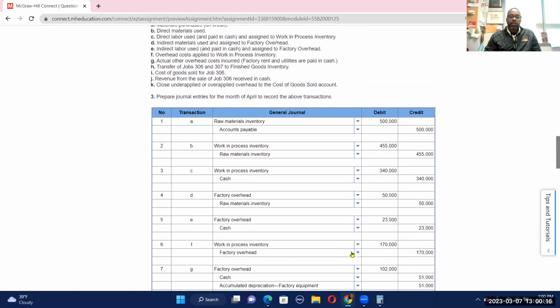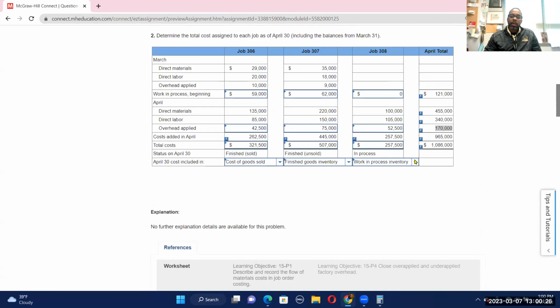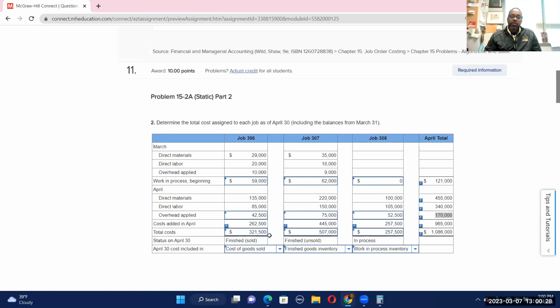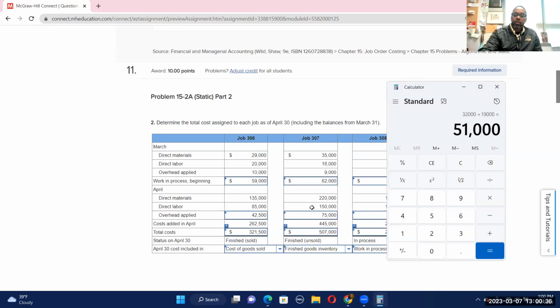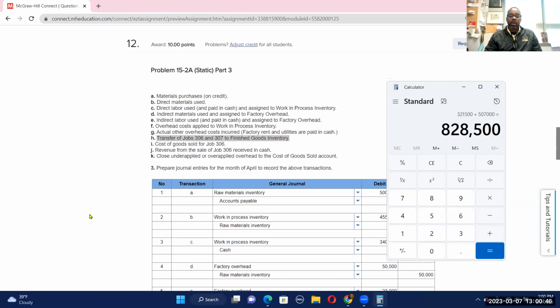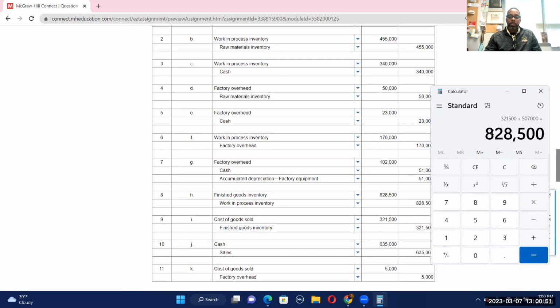What was that? F, G. Where's G? H, they transferred job 306 and 307 to finished goods. So 306 was 321,500, 307 was 507,000. So 321,500 plus 507,000 is 828,500. So we're going to debit finished goods and credit work in process for this amount.